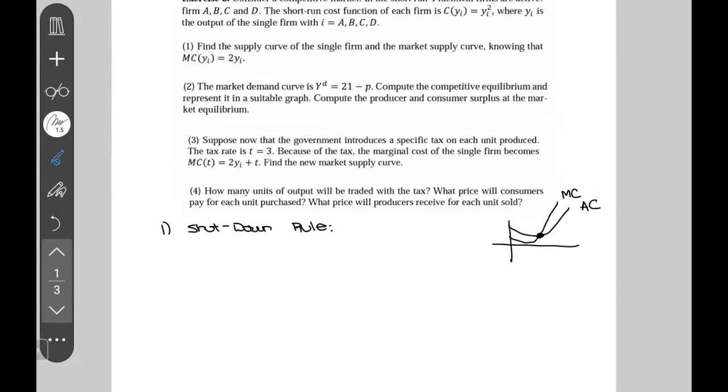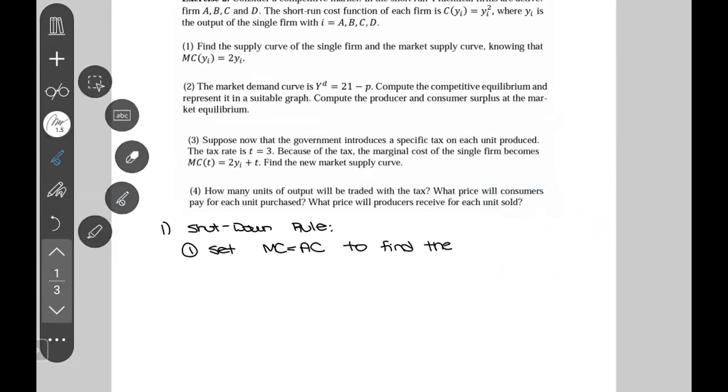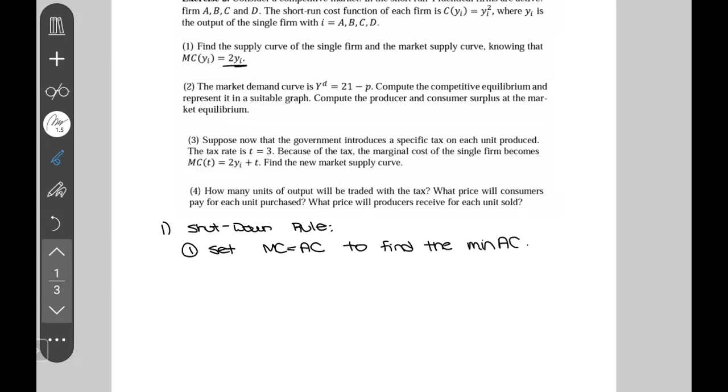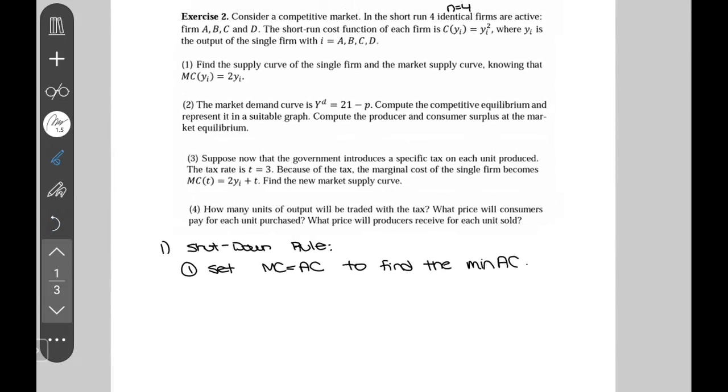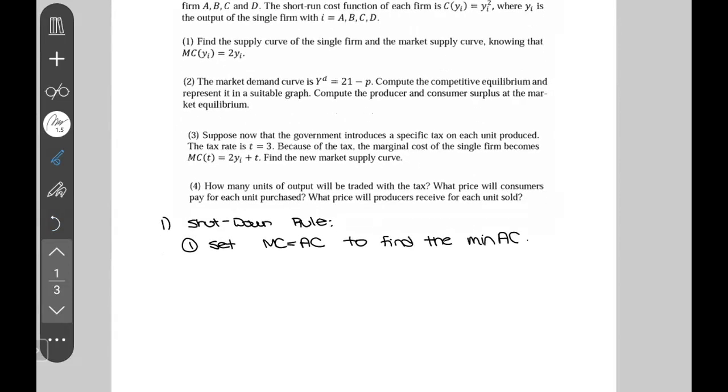So basically, we first set MC equal to AC to find the minimum price that we would ever produce for. And then after that, we can find a supply function. They tell us the marginal cost is 2y. Either way, anything that's marginal is always just a derivative of the total one. Whether we're talking about revenue or cost, it's always like that. So even if they didn't give it to you, we would just derive that, and then we would get 2y.